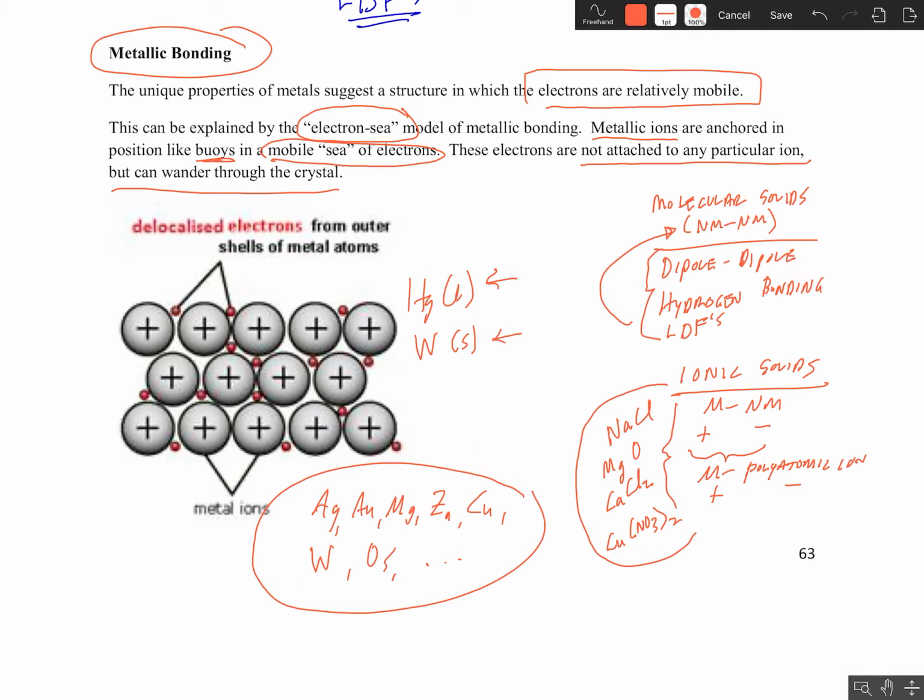So all you need to know for metallic bonding is if you see a metal, you would characterize it as exhibiting metallic bonds. Okay? If you saw nonmetals to nonmetals, you have three choices: dipole to dipole, hydrogen bonding, or LDFs. And if you see a metal to a nonmetal, you classify that as an ionic solid.